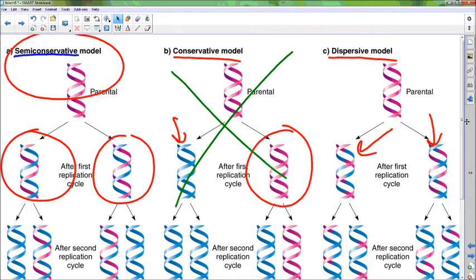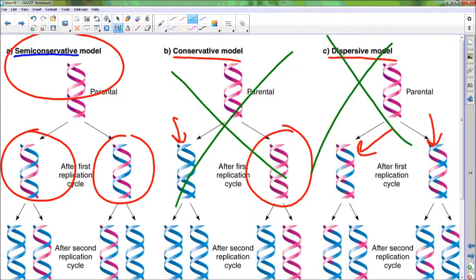So we realized what's happening inside your cells when you make new DNA is they're actually using half of the DNA as a template for one cell, half of the DNA as a template for the other cell. Right? So we know that these two are not the way that cells copy their DNA. Cells follow the semi-conservative model.